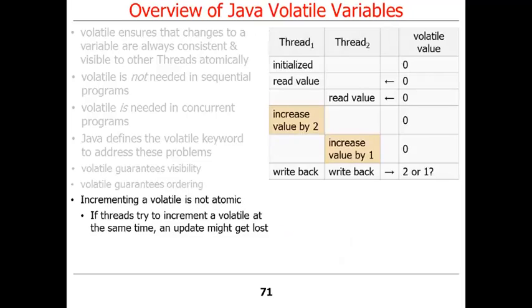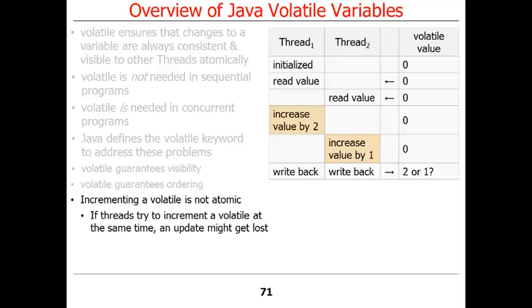Okay, just to reiterate, volatile only gives you atomicity of reads and writes. It doesn't give you atomicity of operations on the variables. So incrementing a volatile is not atomic. Even if we have some volatile value and we do volatile value plus plus in two different threads, this is what you would end up seeing.